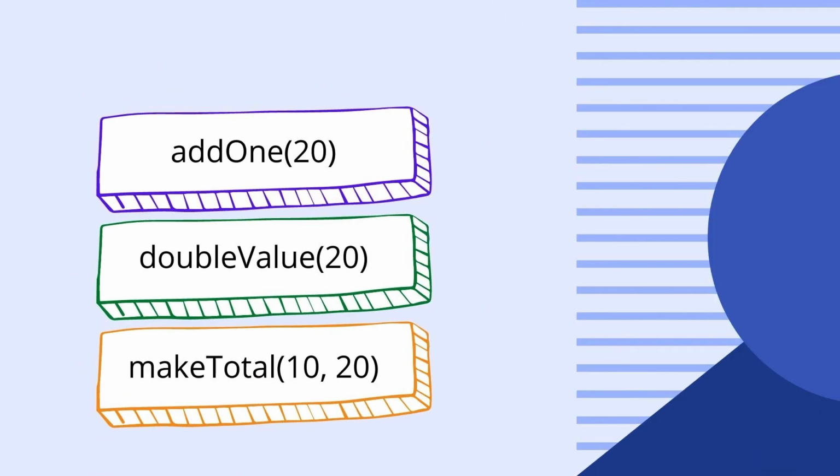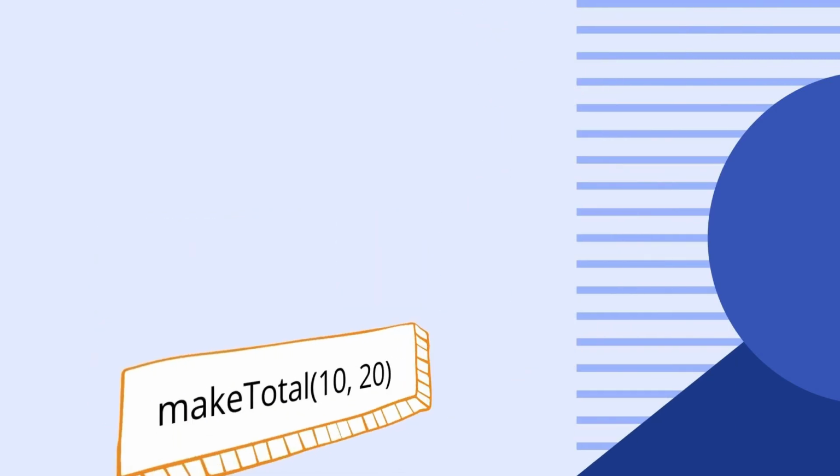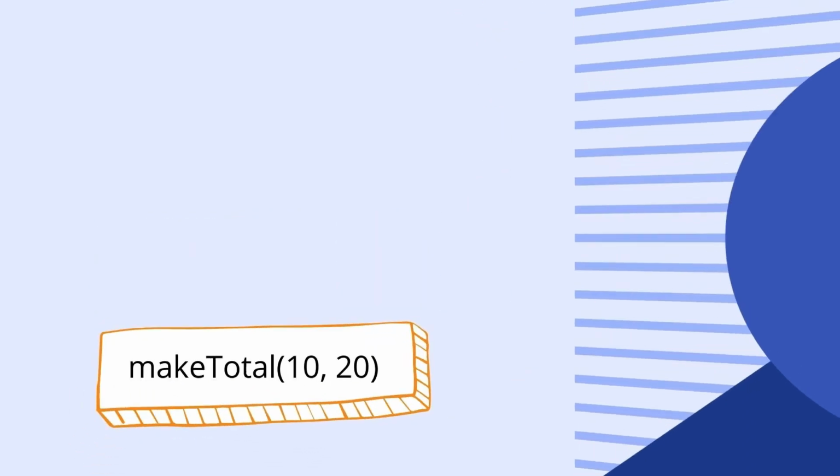The add1 function returns the total of adding the value parameter and 1. As this function is complete and returns a value, add1 is popped off the call stack. The double value function multiplies the output of the add1 function and then also returns the value, so this is popped off the call stack. The makeTotal function then returns the total, which leaves us with an empty call stack.